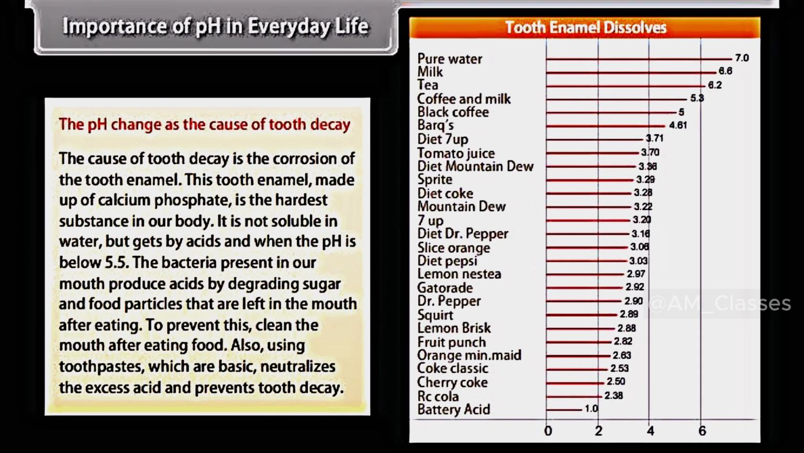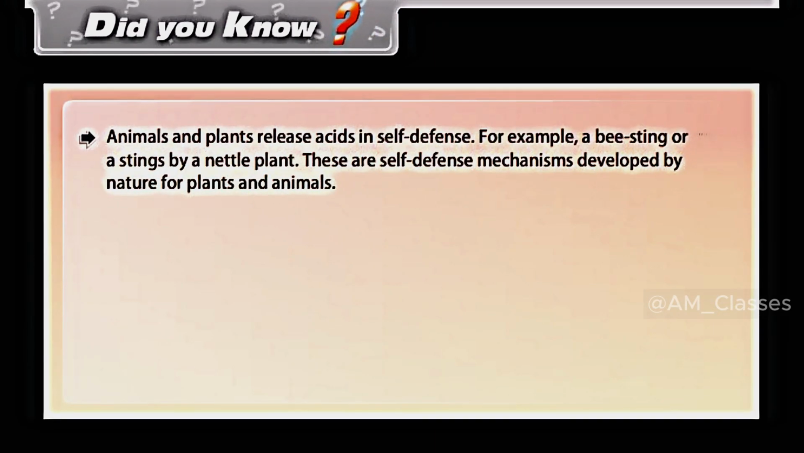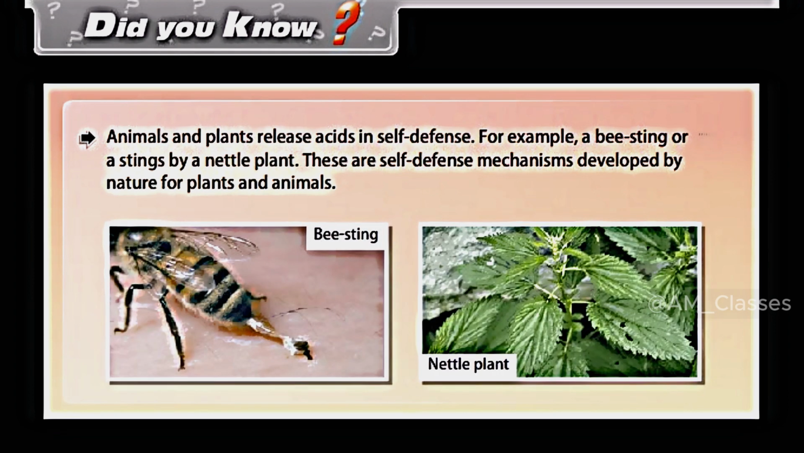Did you know? Animals and plants release acids in self-defense, for example, a bee sting or stings by a nettle plant. These are self-defense mechanisms developed by nature for plants and animals.